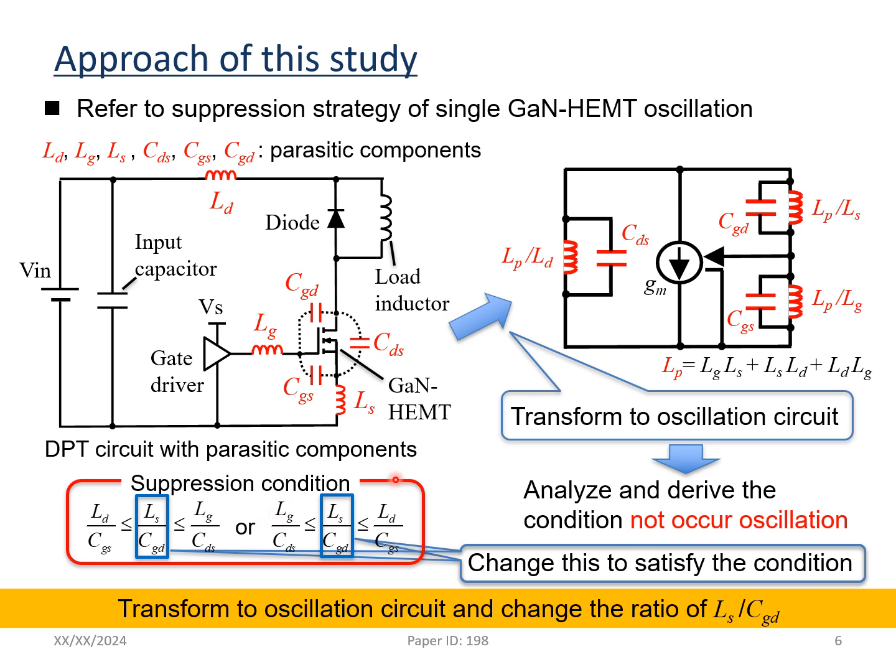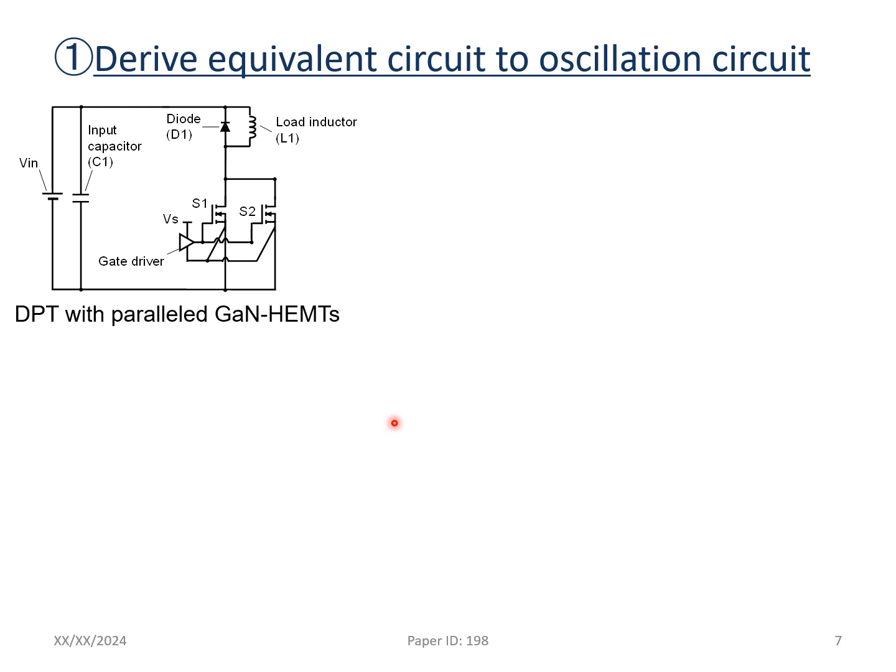So we refer to the method of transforming to an oscillation circuit for the double pulse circuit, and change the ratio of LS and CZD to satisfy these formulas.